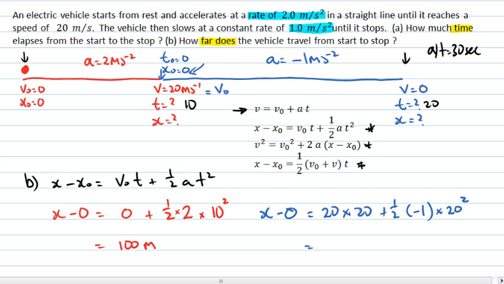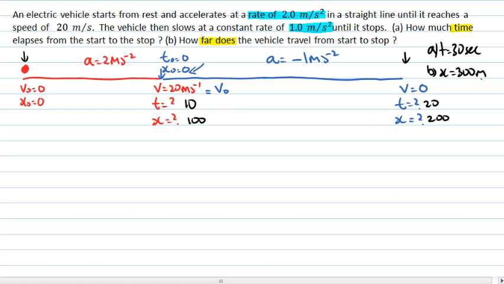So 20 times 20 is 400, plus over here we've got 20 squared again, which is also 400, multiplied by a half is going to be 200, multiplied by minus 1 is actually minus 200. So 400 minus 200 is equal to 200 meters. So the total distance that the vehicle travels is going to be 100 meters plus 200 meters, which is equal to 300 meters. Another way we can check this as well is graphically.